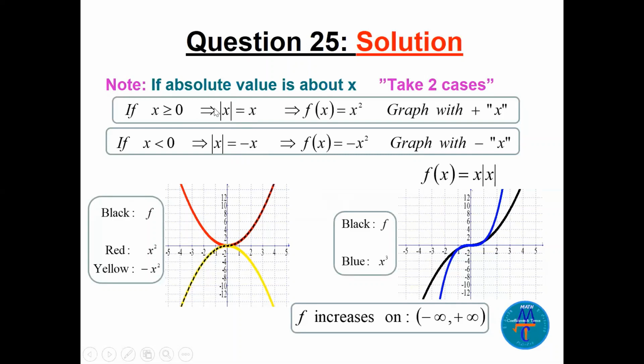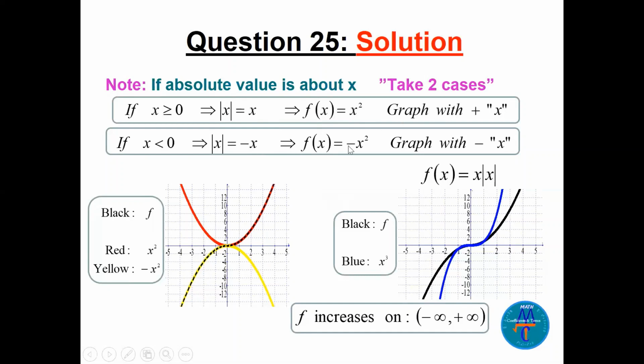So if x is positive, the absolute value will be x. So the function will be squared. See the square here, which is a parabola. So I take the positive. You see this black here from the red. The red is squared. The yellow is minus x squared. But I need the black.